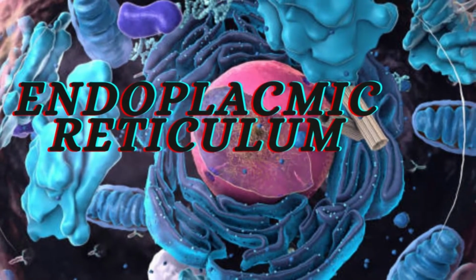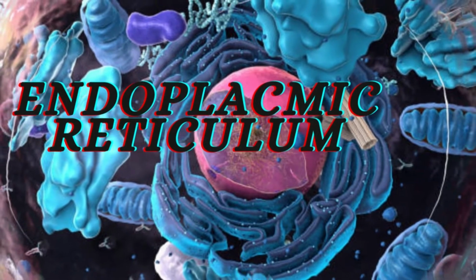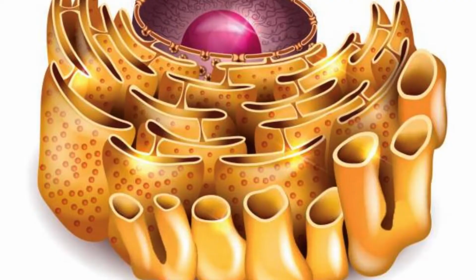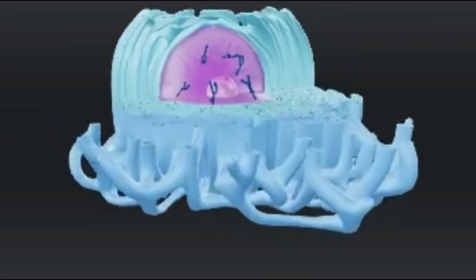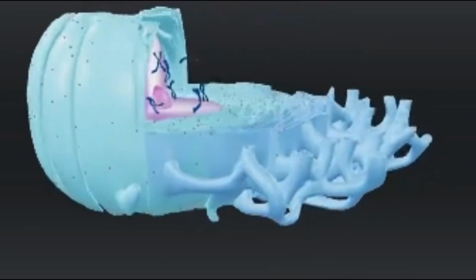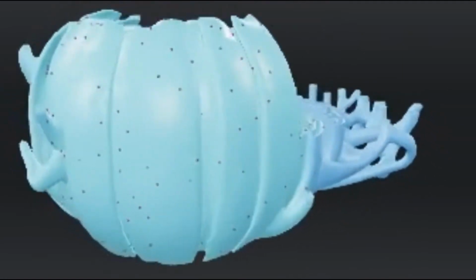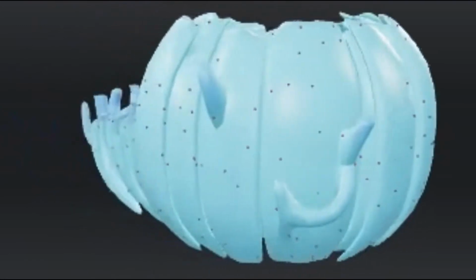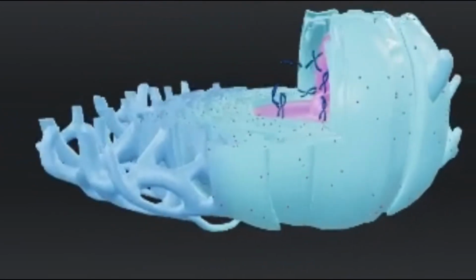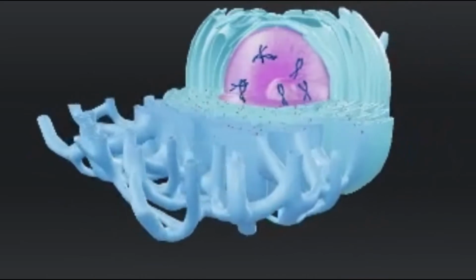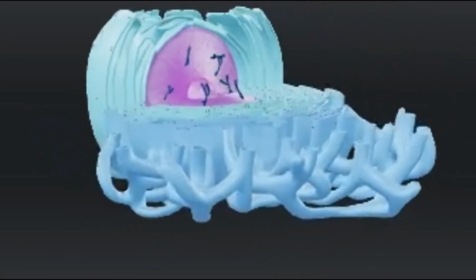From here, let us look at the endoplasmic reticulum. This is a network of membranous tubules within the cytoplasm of a cell. There are two types of endoplasmic reticulum. Firstly, there is the rough endoplasmic reticulum. It is called rough because it has ribosomes attached to it. Ribosomes are small round organelles whose function is to synthesize or make proteins. In essence, the function of the endoplasmic reticulum, together with the ribosomes attached to it, is to produce proteins.